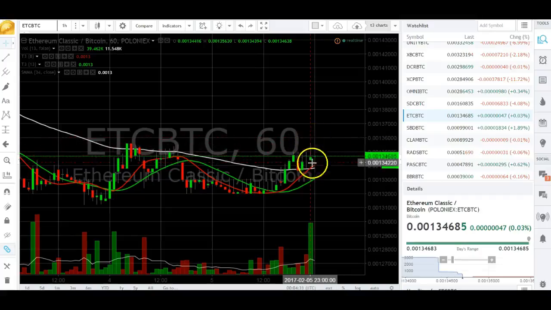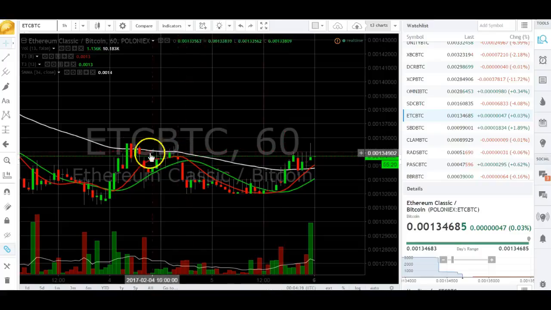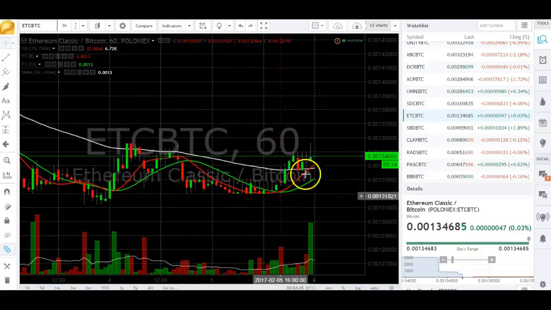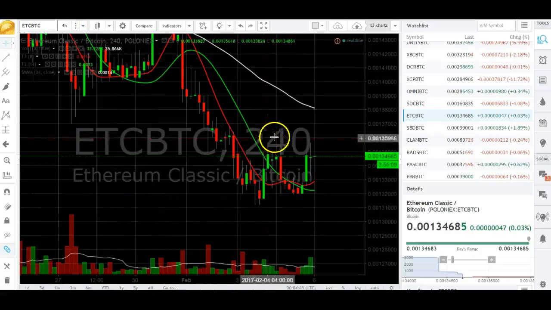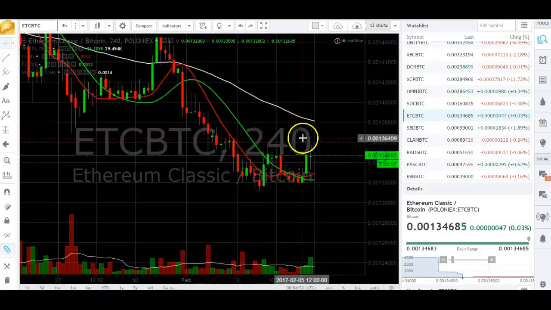Closing on an inverted hammer. Look for previous high breaks. 0.00135 is your breakout. Breaking previous highs. 0.00135. Looks pretty supportive on an hour chart. Looks like a bottom play. Look for previous high breaks on the 4-hour chart.